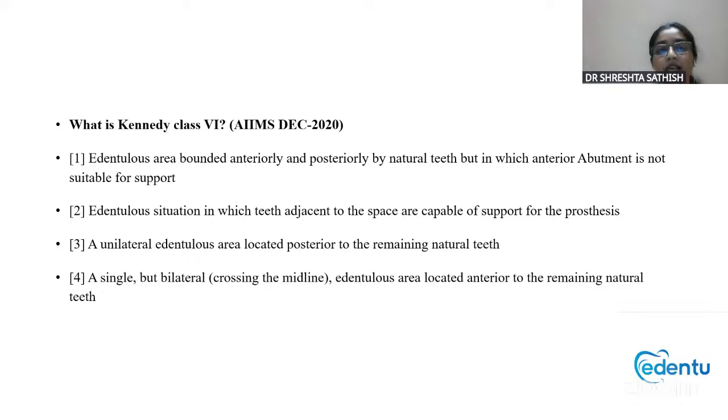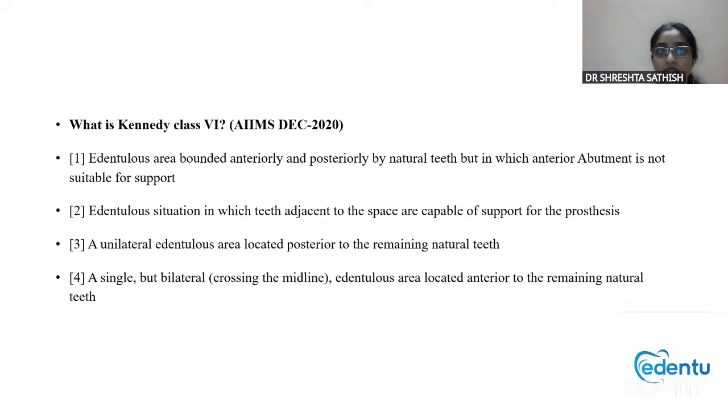What is Kennedy's class 6? Edentulous area bounded anteriorly and posteriorly by natural teeth in which anterior abutment is not suitable for support. Edentulous area in which teeth adjacent to the space are capable of support. Unilateral edentulous area located posterior to the remaining natural teeth, which is class 3. A single but bilateral crossing the midline edentulous area located anterior to the remaining natural teeth. That is your class 4.